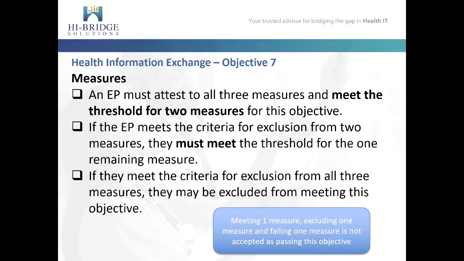Now, with that said, I'd like to point out what is not acceptable. It is not acceptable to exclude one of the measures, meet one of the measures, and fail one of the measures. That is not a passing effort. Again, meeting one measure, excluding one measure, and failing one measure is not accepted as passing this objective. You can meet two and fail one, or you can meet two and exclude one, but you can't meet one, exclude one, and fail one.